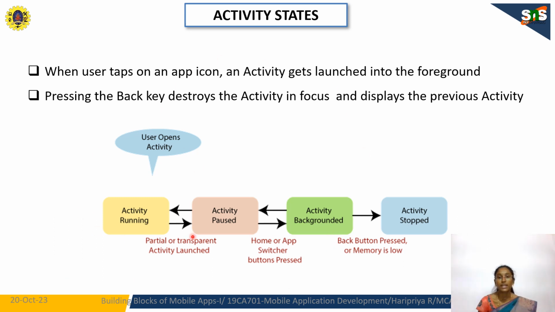The first one is the running activity. If we are using the application, that is the running status. Next is the paused status, where the activity is only partially launched, for example when the app is switched or a button is pressed and it moves to the background. The last one is the stopped activity. When we press the back button or the memory is low, it comes back in your activities. These are the things we apply on the activity side.